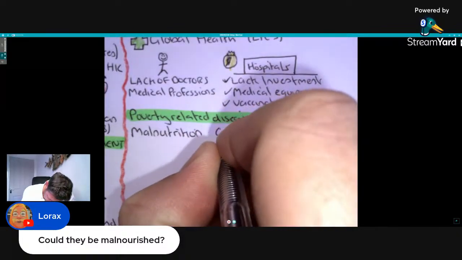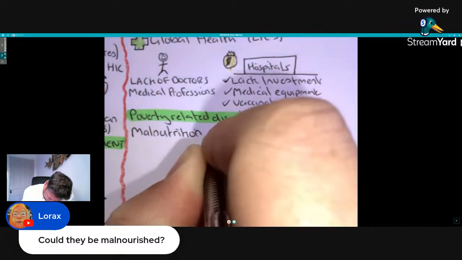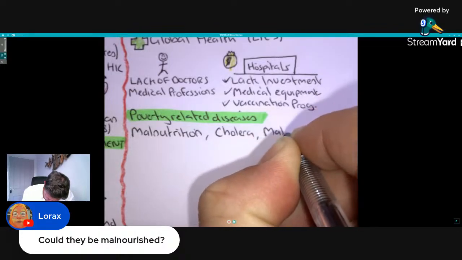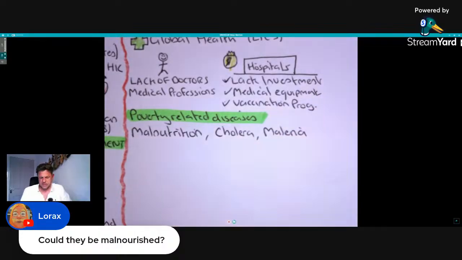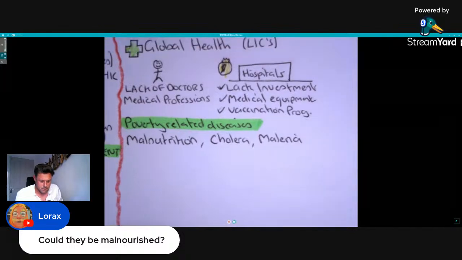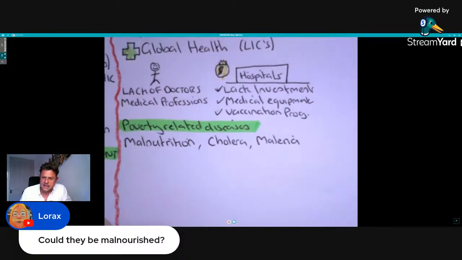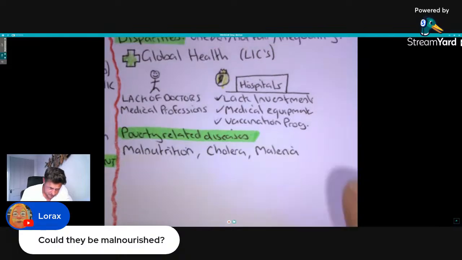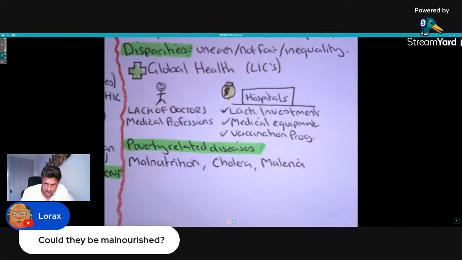Malnutrition. Other things are things like cholera, malaria. That's a common killer in sub-Saharan Africa. And tuberculosis as well is another one, but I can't quite squeeze that in that space. So tuberculosis would be another example.